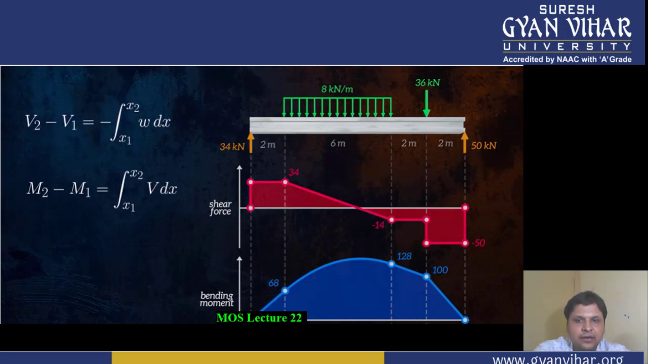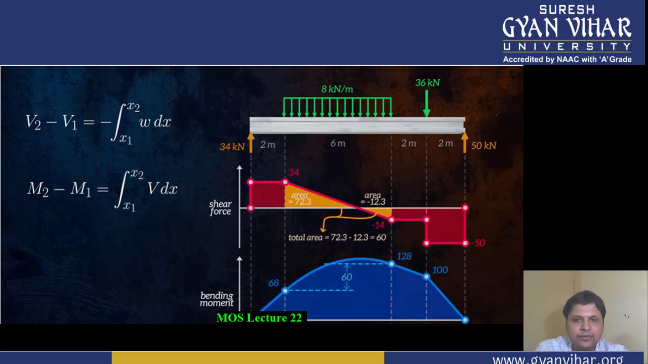Another way of checking your diagram is using the area equation I mentioned earlier. The area under the shear force curve highlighted here is equal to 34 times 2, which is 68. This is equal to the change in bending moment over this section of the beam. We can also calculate the area under the shear force diagram for the beam section under the distributed force. The total area of this section is equal to 72.3 minus 12.3, which is 60. This is equal to the change in bending moment of 60 kilonewton meter over this section of beam.